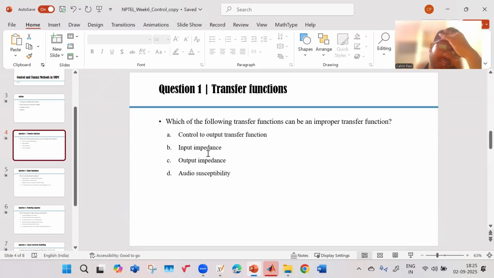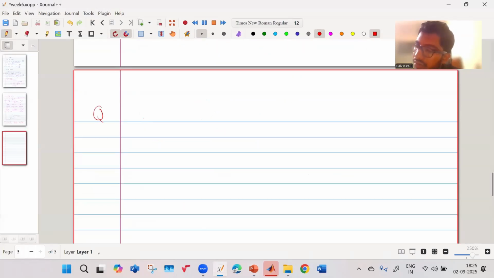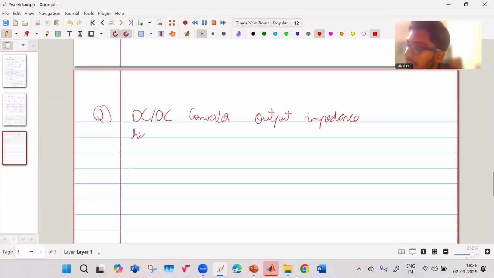Okay. I'd like to ask one more question. For your DC-DC converter, let me reframe my question. Let us consider only output impedance. For a DC-DC converter, should the output impedance be high or low? What do you think?